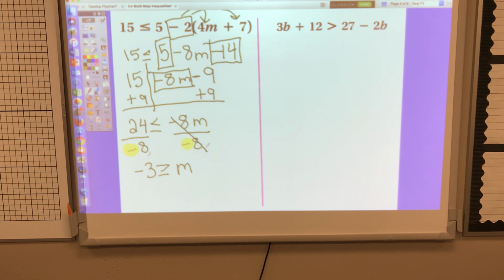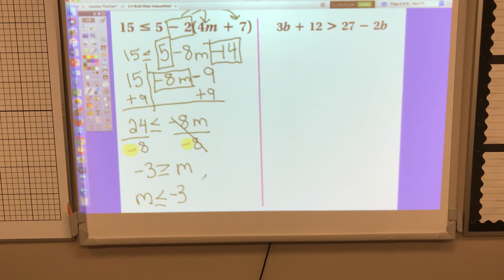Now, not that you have to, but I like to have my variable written first, so I'm going to change this to be m. It's pointing towards m, so I'm going to point towards m here when I rewrite that. Okay, so m is less than or equal to negative 3.